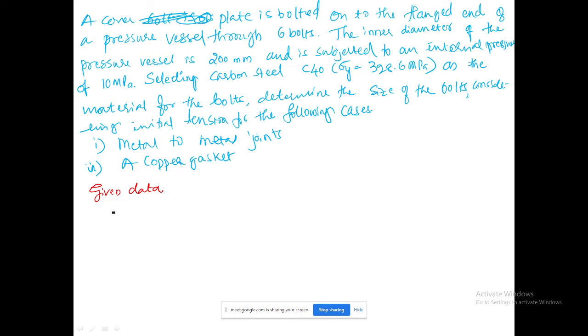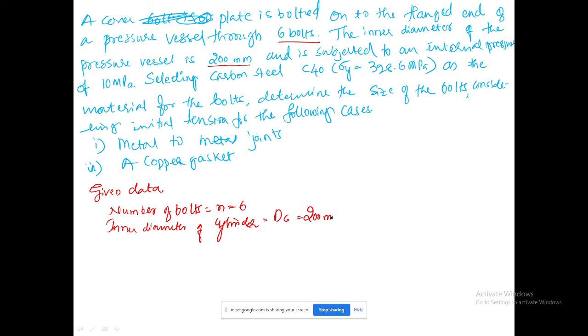Now, number of bolts, N equal to 6. Inner diameter of cylinder, Dc, 200 mm. Intensity of pressure is 10 megapascal. Then allowable stress: they have not given the working stress, they have given sigma y.